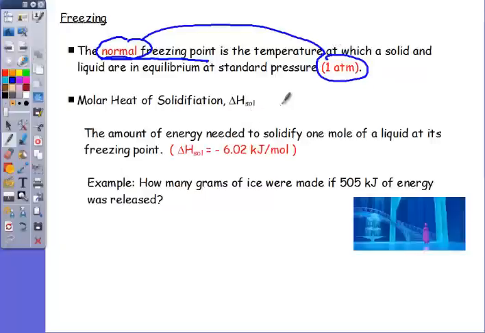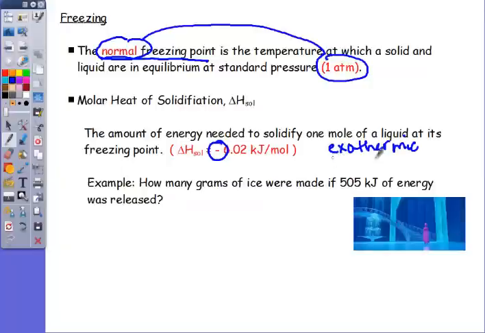Well, just like we had a molar heat of fusion, we also have a molar heat of solidification. It is negative 6.02 kilojoules per mole. Now this time it's negative because energy is being released. This is exothermic again. And if you compare that to the molar heat of fusion, you'll see that that was a positive 6.02 because it was an endothermic process.